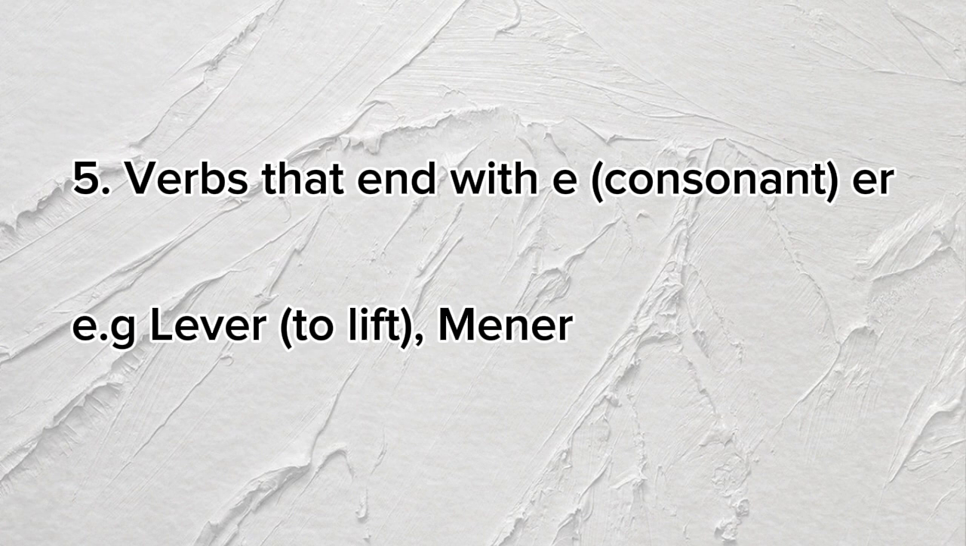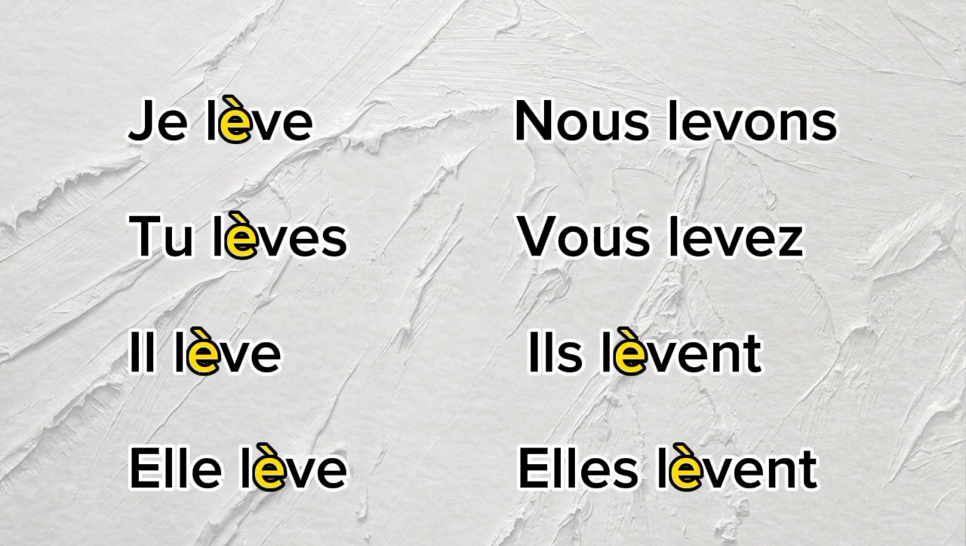So if I want to conjugate lever, how will I do it? So you have to introduce a grave accent, that's the E sound. Je lève. Tu lèves. Il ou elle lève. Nous levons. Vous levez. Il ou elle lève. So the nous and the vous, they will maintain the normal lever, no accent. But for the other ones, you are going to introduce this grave accent.